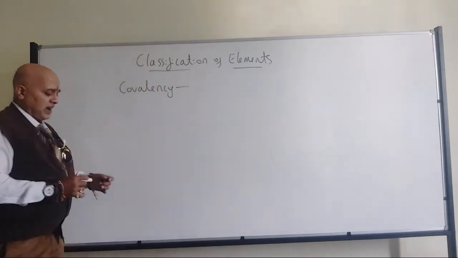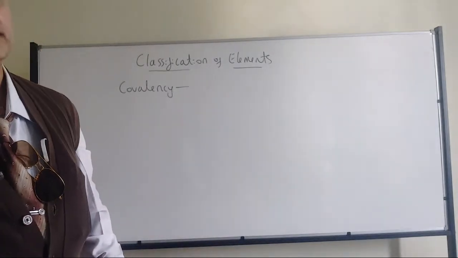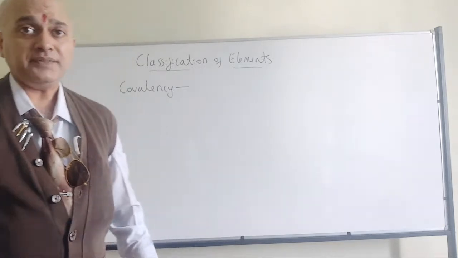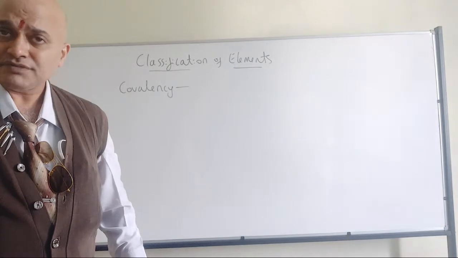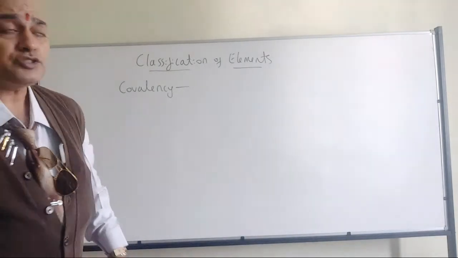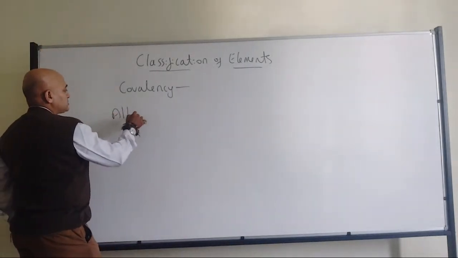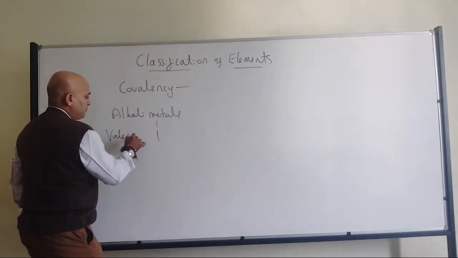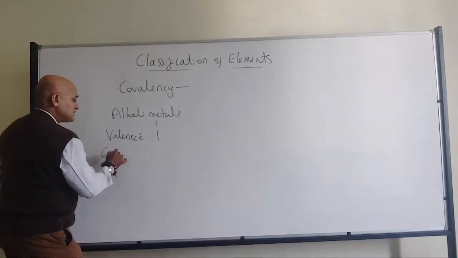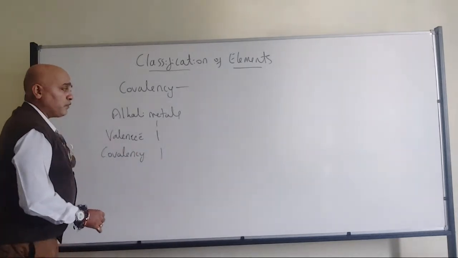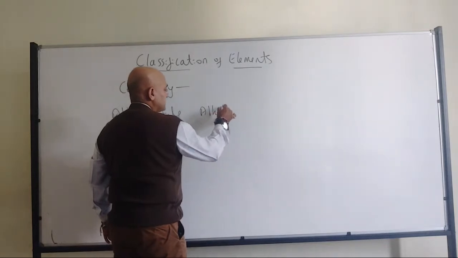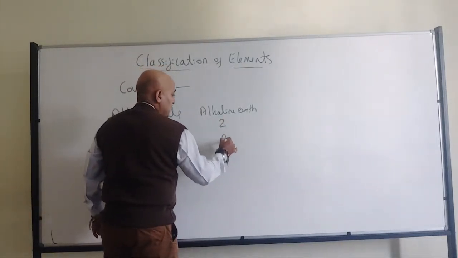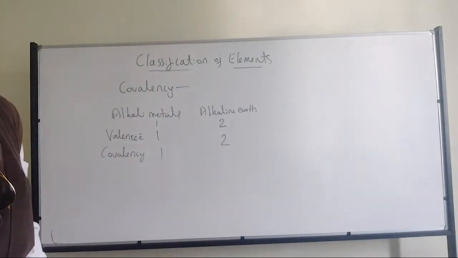So valence electrons are nothing but outermost shell electrons. But covalency is related to how many bonds an element can form or how many electrons it can share. That's where we have covalency. Now when it comes to alkali metals, naturally the total valence electron is 1 and covalency is also 1. When it comes to alkaline earth metals, group 2, the valence electron is 2 and covalency is also 2.